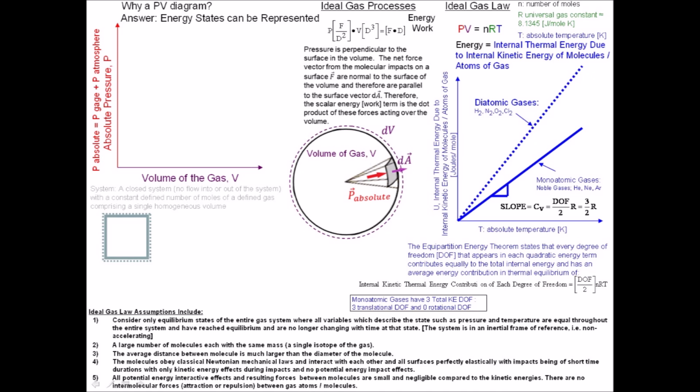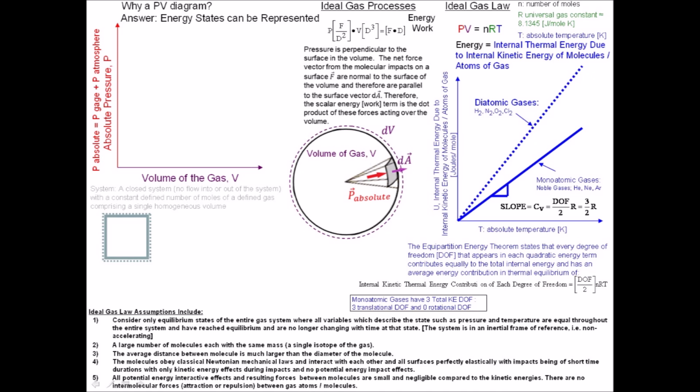The equipartition energy theorem, derived by Boltzmann and Maxwell, states that every degree of freedom that appears in each quadratic energy term contributes equally to the total internal energy. Stable monatomic gases have 3 translational degrees of freedom that each provide the same amount of kinetic energy. There can be kinetic energy of translation due to velocity in the x direction, the y direction, or the z direction. These monatomic gas atoms have no rotational degrees of freedom and therefore have no rotational kinetic energy terms.